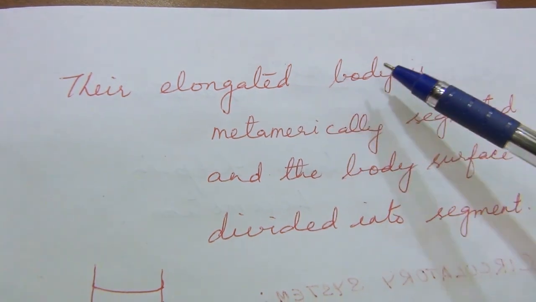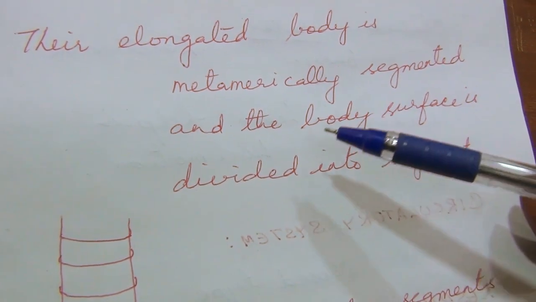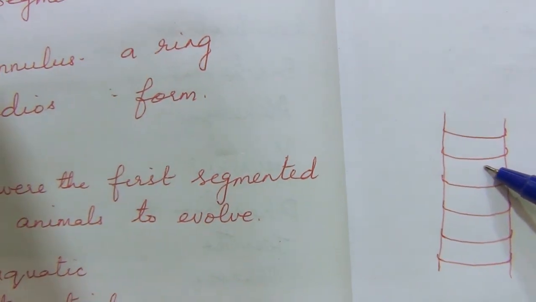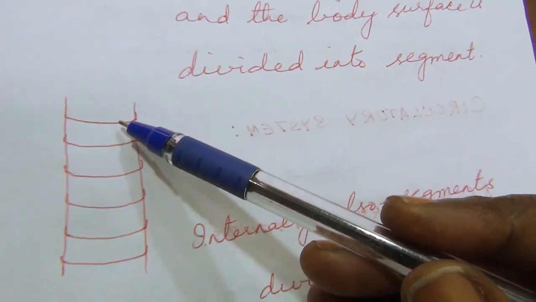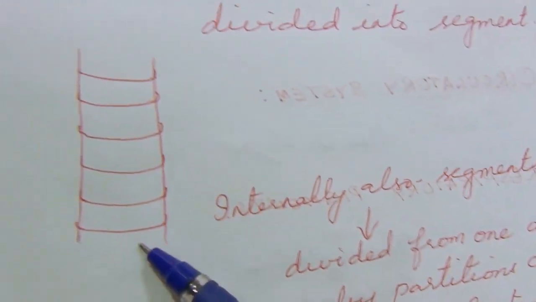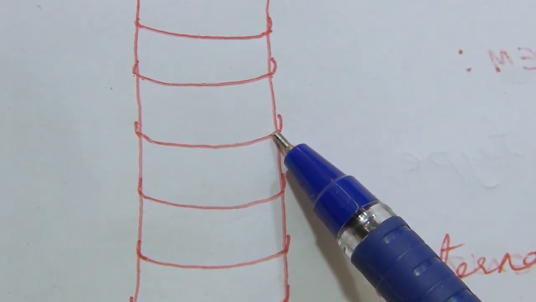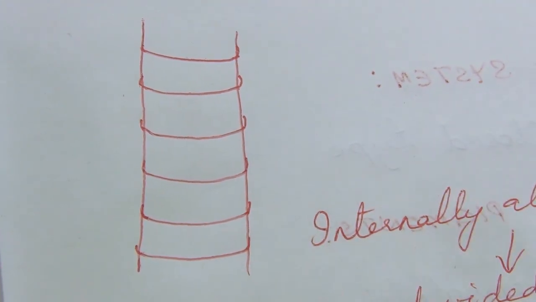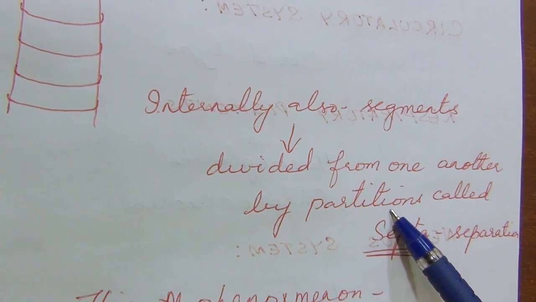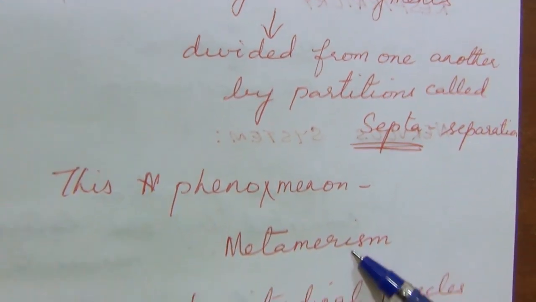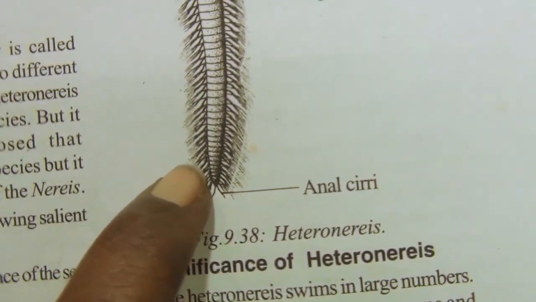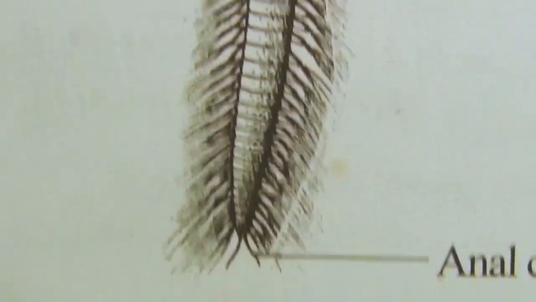Their elongated body is metamerically segmented and the body surface is divided into segments. Children, see here, equal segments. We have learnt last year also in leech, isn't it? So, internally and externally also it is segmented, and internally each segment is separated or divided by the septa, or the division is called septum, a partition. So this phenomenon is called metamerism, and you can see it well in this, Heteroneries. You can see the diagram here.